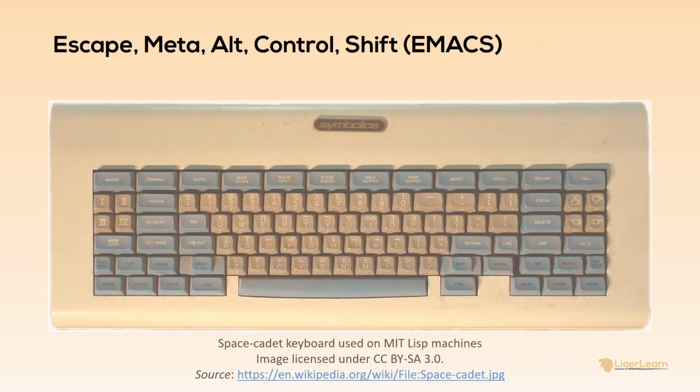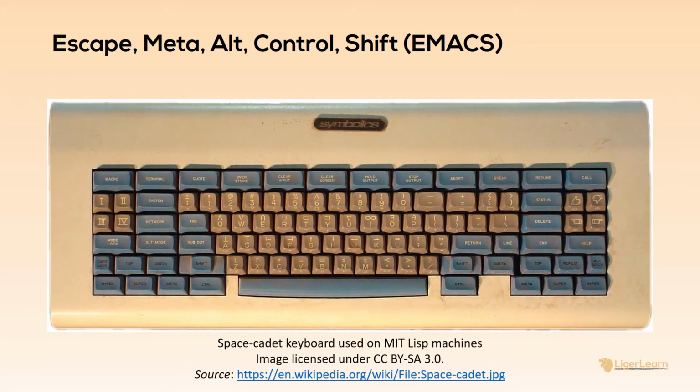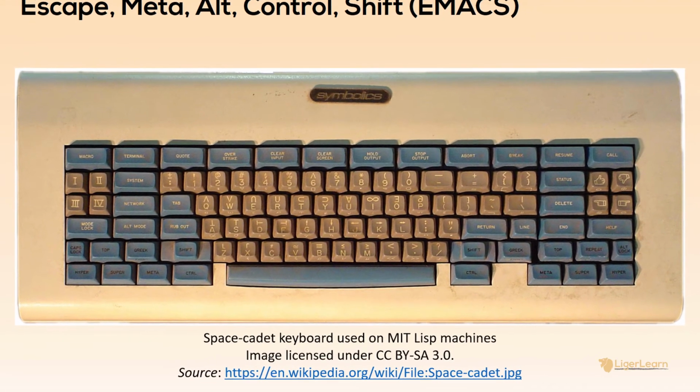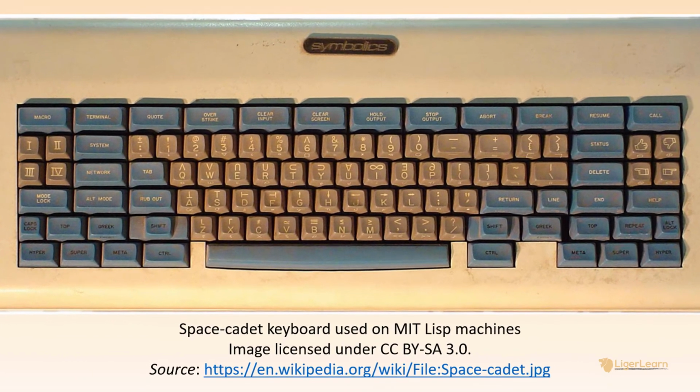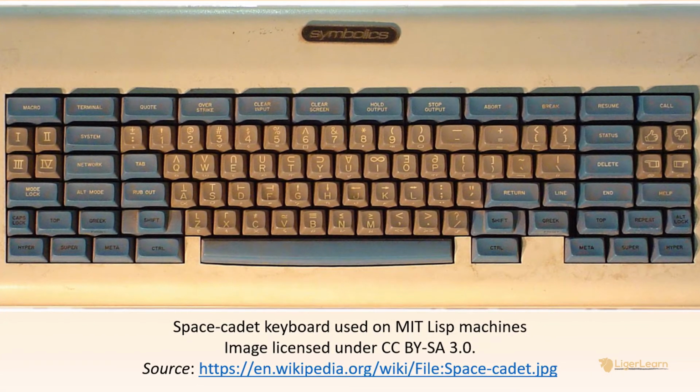Here you can see an image of a Space Cadet keyboard which was used on the Lisp machines at the Massachusetts Institute of Technology in the 1980s in the United States. This keyboard itself has 7 modifier keys. Yes, 7. It has Control, Meta, Super, Hyper, Shift, Top, and Greek.